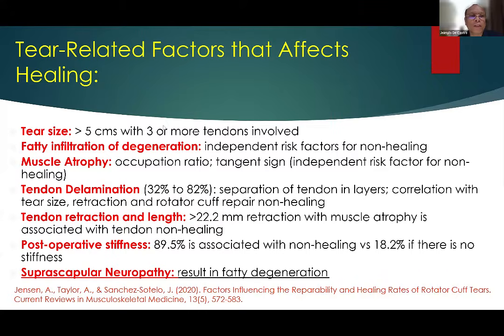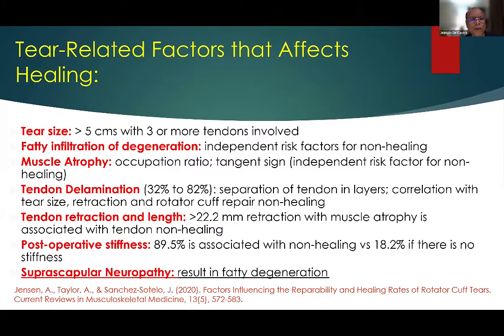So, tear-related factors that affect healing. A tear size of more than 5 centimeters with 3 or more tendons involved will affect healing. Fatty infiltration or degeneration is an independent risk factor for non-healing. So if you have this, then there is an increased risk for non-healing. The presence of muscle atrophy, of course, is also an independent risk factor for non-healing, especially the presence of a tangent sign. And tendon delamination, you don't quite see this because it follows the normal lamination of the tendon.